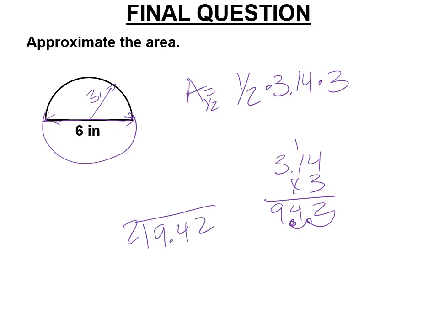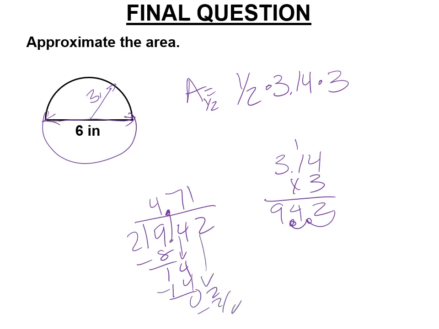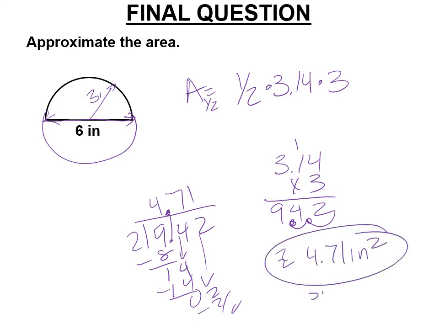Well, so 2 goes into 9 what, 4 times? 2 times 4 is 8. Remainder 1. Decimal straight up, 4 straight down. 2 into 14, 7. Remainder 0. Bring down 2. We're done. So it is approximately 4.71 square inches for the semicircle, right? That's the area of the semicircle, the half circle.